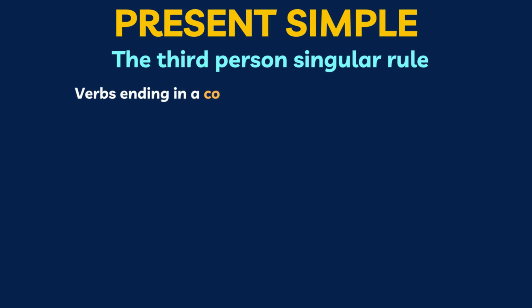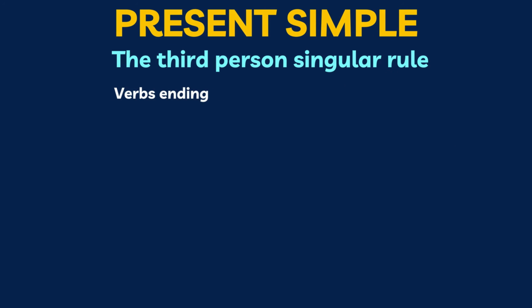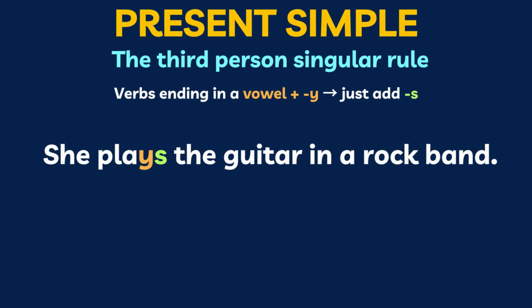If the verb ends in a consonant plus Y, change the Y to IES. For example, She studies at the library a lot. But if the verb ends in a vowel plus Y, simply add S. For example, She plays the guitar in a rock band.